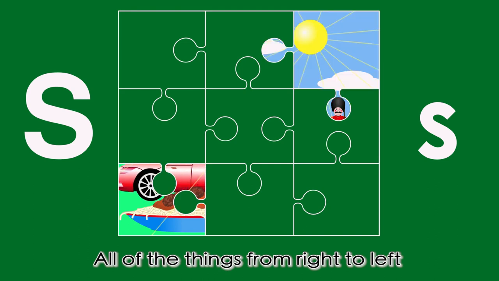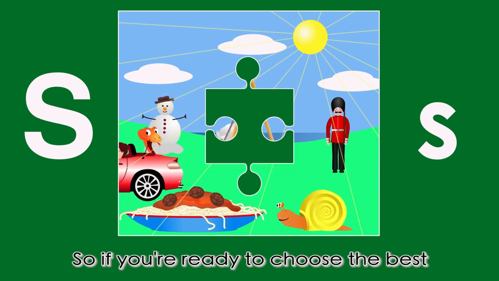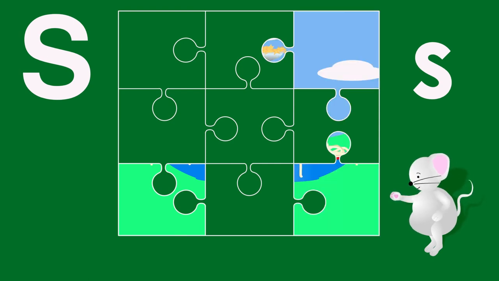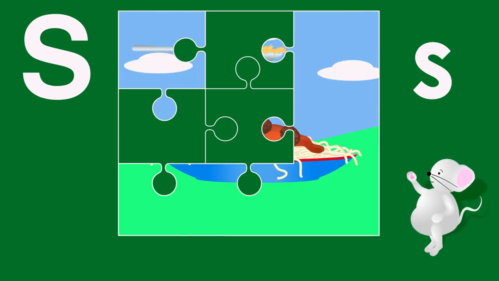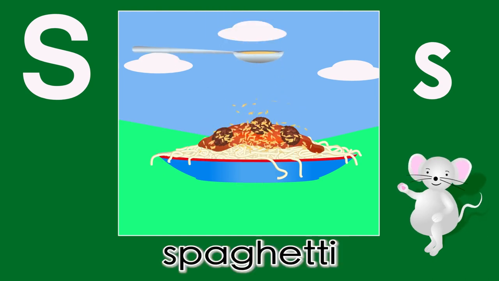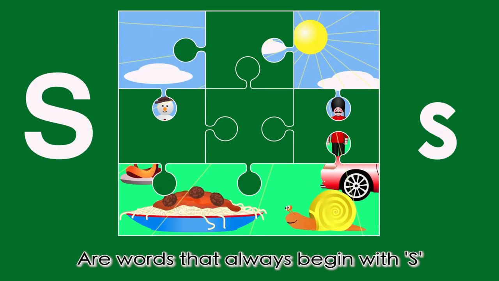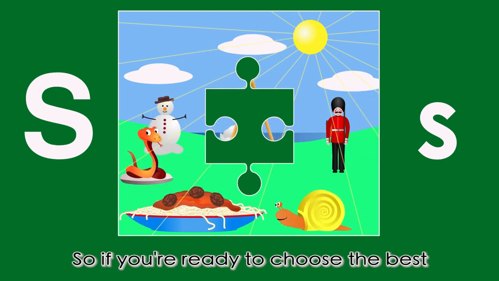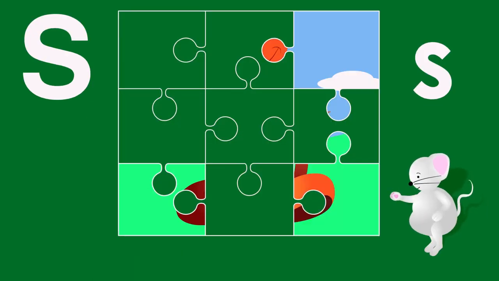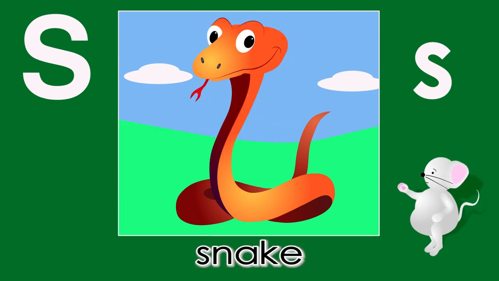It is spaghetti. It's a snake. All of the things from right to left are words that always begin with S. So if you're ready to choose the best, play the game of the S.